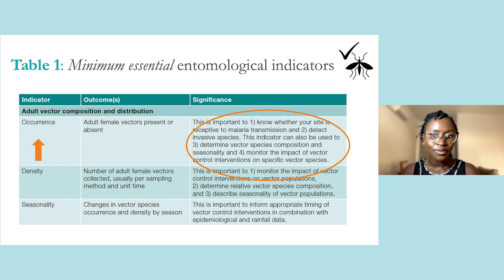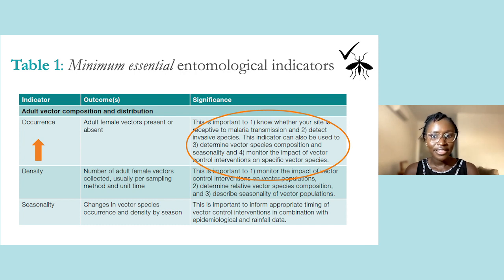This indicator can also be used to determine vector species composition and seasonality, and monitor the impact of vector control interventions on specific vector species. This slide shows only one section of Table 1, the section on adult vector composition and distribution indicators.